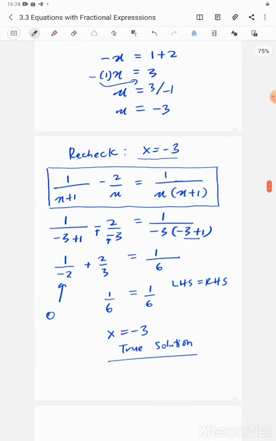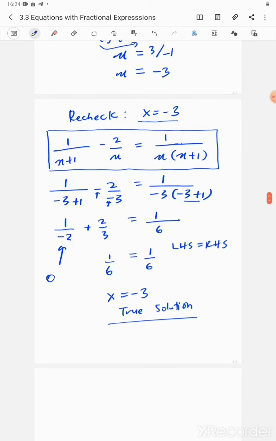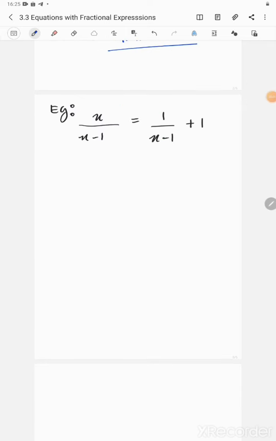Okay, do you understand? When do we need to recheck? We must do it, because in the final exam, if you didn't do this, the marks will be deducted by half. Alright, okay, this is the first example. Okay, this is the second example.